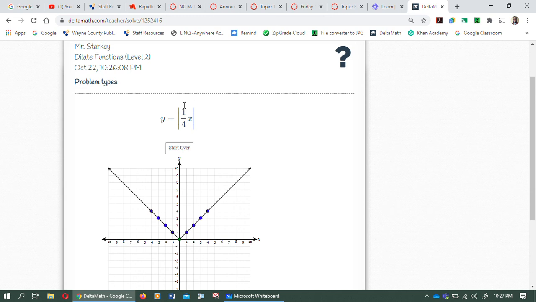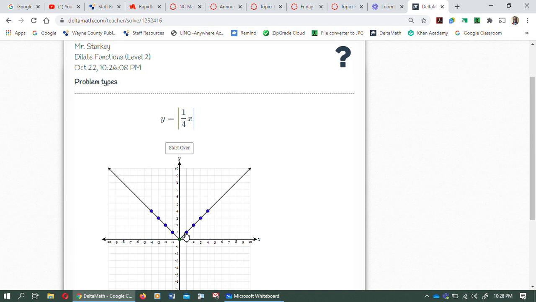And again, I told you that the scale factor for horizontal dilations is going to be the reciprocal of that number that's being multiplied there. So guys, the reciprocal of 1/4 is 4. So the scale factor here is 4. So this is a horizontal stretch by a scale factor of 4.